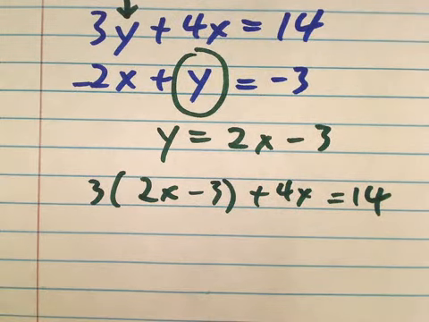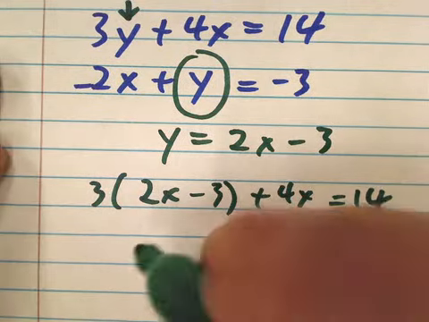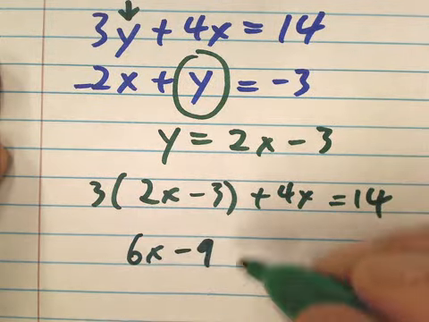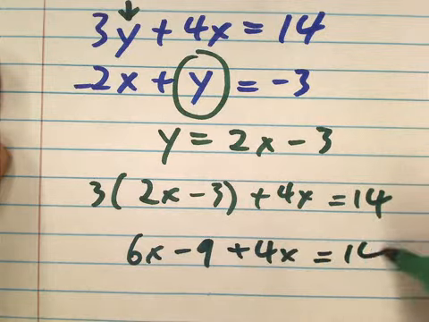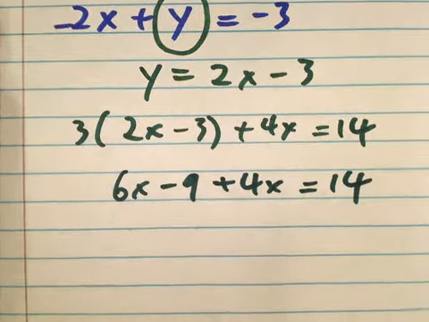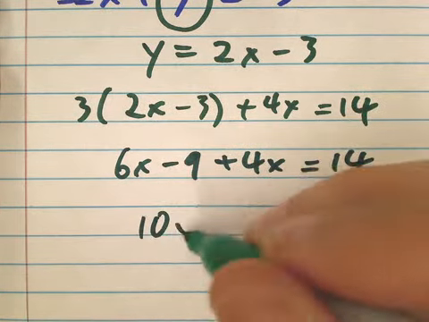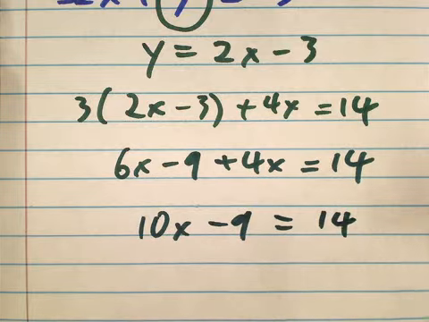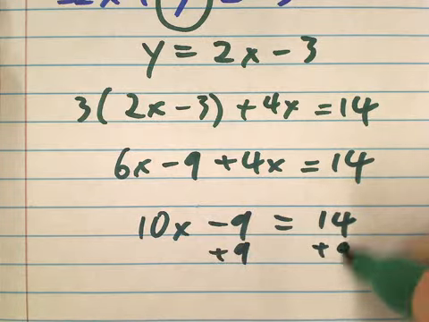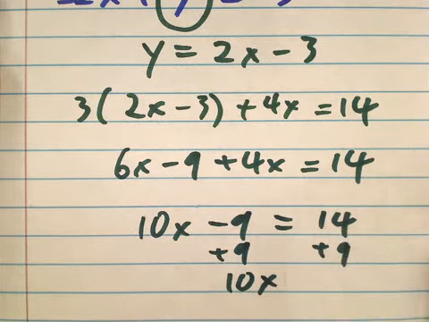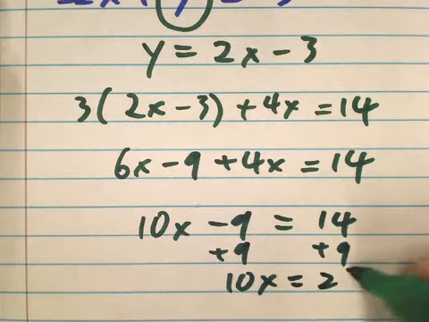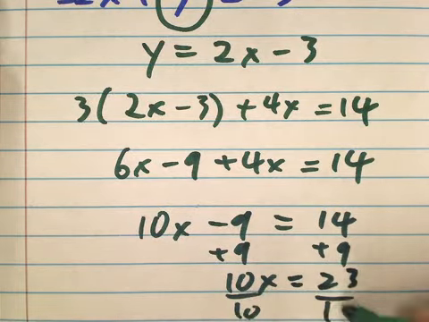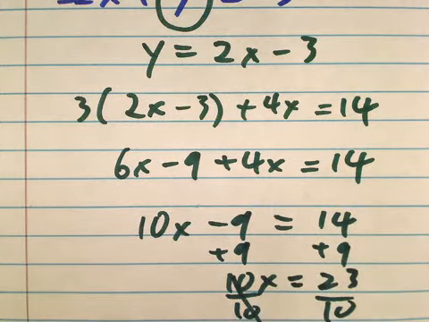From here, this is an equation that we've done many like it, and you've done in the past. So let's go ahead and first distribute. So it'll be 6x minus 9 plus 4x equals 14. Combine my like terms, 10x minus 9 equals 14, plus that 9. 10x equals, 14 and 9 gives me 23. And 23 over 10 doesn't reduce.